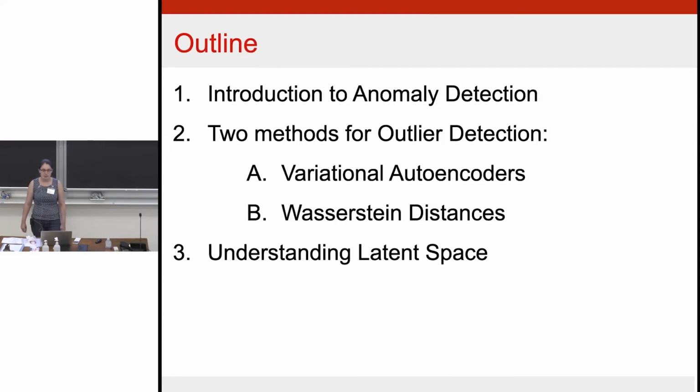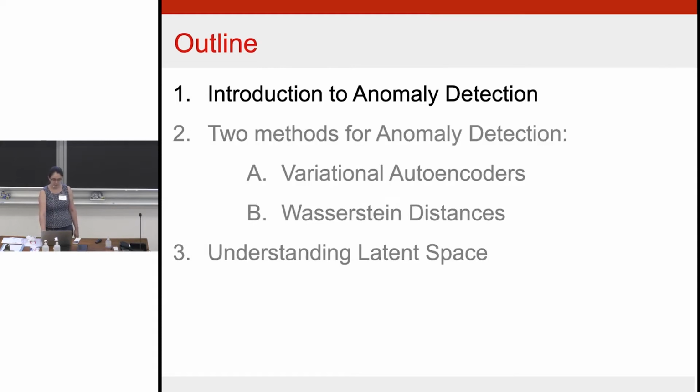First, I'm going to talk about variational autoencoders, which we heard about yesterday. And then I'm going to go into Wasserstein distances, which we haven't really talked about much this week. Wasserstein distances are a type of optimal transport distance. Optimal transport basically measures the amount of effort it takes to turn one distribution into another. And then finally, I'm going to talk about latent spaces, both specifically in the context of the relationship between variational autoencoder latent spaces and Wasserstein distances, but also more generally, why are latent spaces interesting, and what can we ask about them for the purposes of anomaly detection.